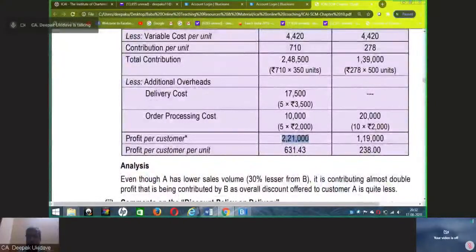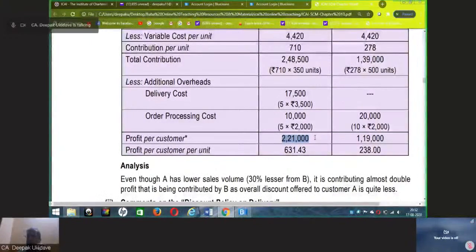Now look at this. You divide this by number of units, because profitability analysis has to be per customer per unit. So customer A is buying how many units? 350, no? So 2,21,000 divided by 350. Do it on the calculator, 631.43 will come, see. It comes to 631. And 1,19,000 divided by 500, because customer B is buying 500.